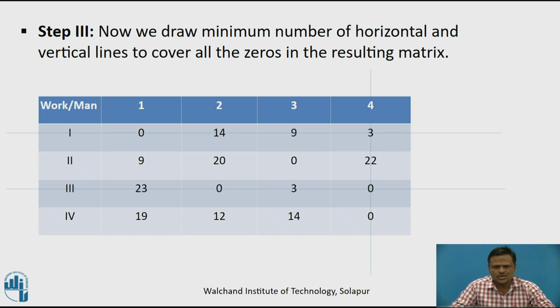So the third line is drawn to cover the zero in the first row, and the last line, that is the line along the third column, is drawn to cover the last zero. In this way, lines are drawn to cover all the zeros. So the minimum number of lines required to cover all the zeros is equal to 4, which is exactly equal to the number of rows or columns in a cost matrix.